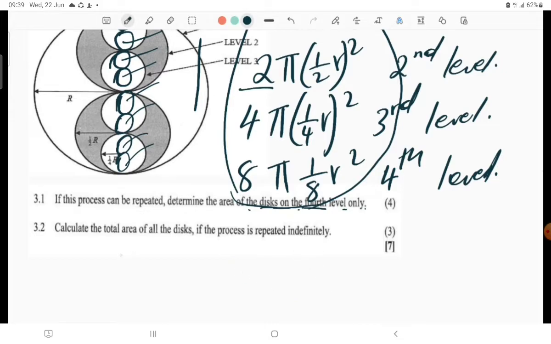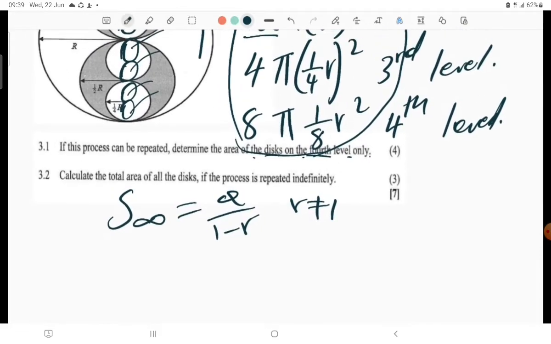So when they say indefinitely, we don't know when it ends, which means we can place these discs until Jesus comes back. Then we have a over 1 minus r, where r can never be equal to 1.